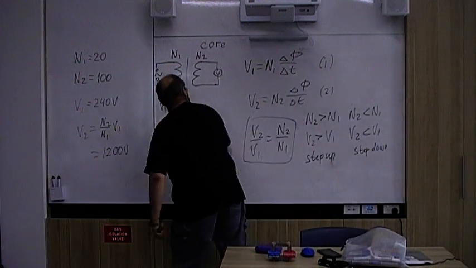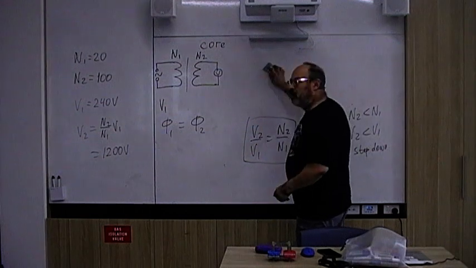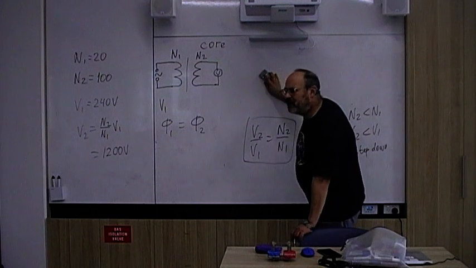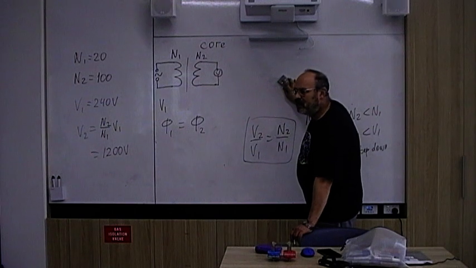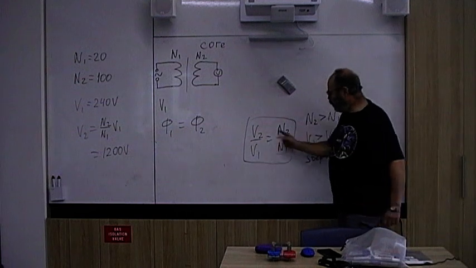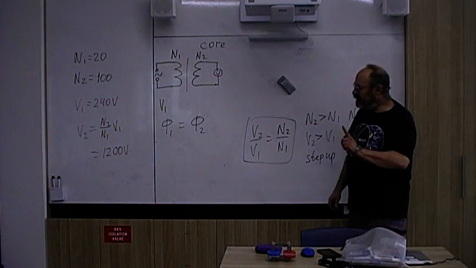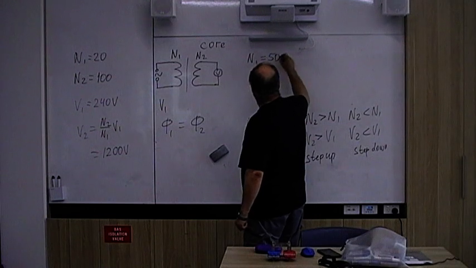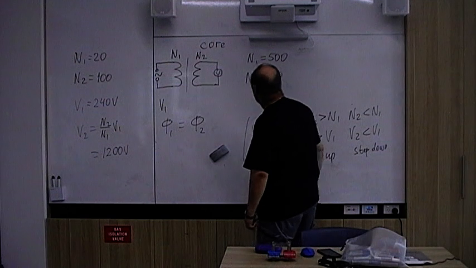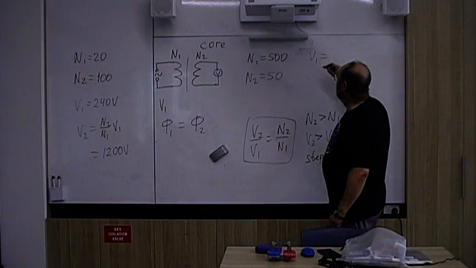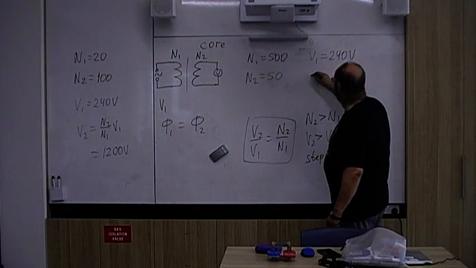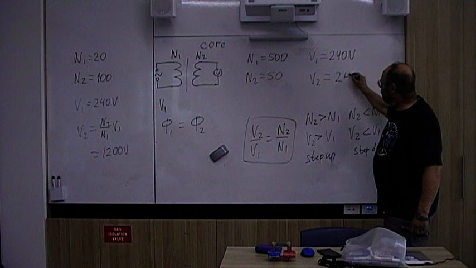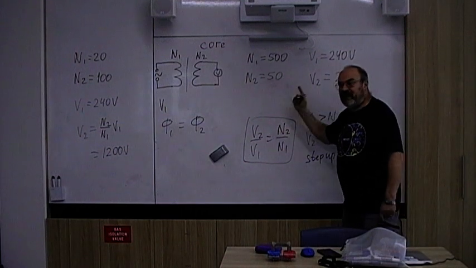Can N2 be greater than N1 and V2 be less than V1? No, because from the formula, how could it be? Now, let's say N1 equals 500 and N2 equals 50. And we supply V1 in the primary, 240 volts. What will V2 equal? 24. Yes. You see, we have 10 times fewer turns, so it will be 10 times less voltage.